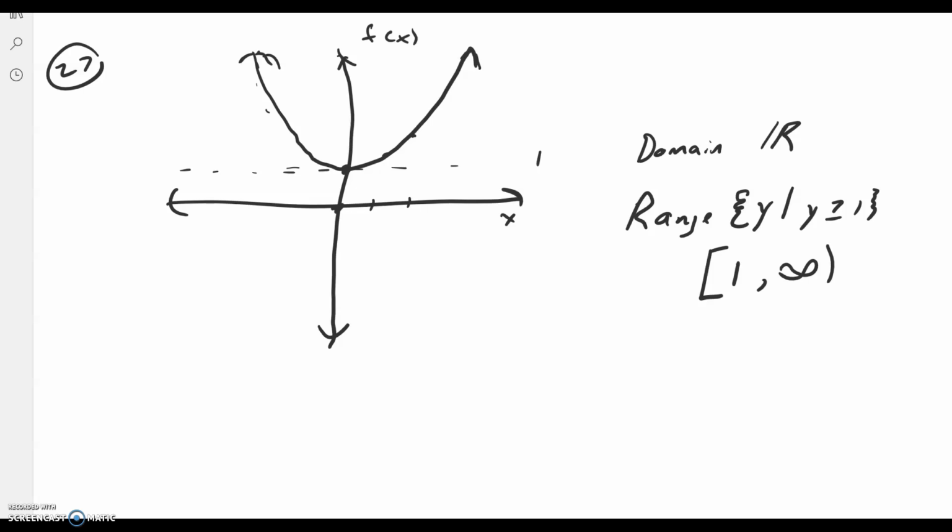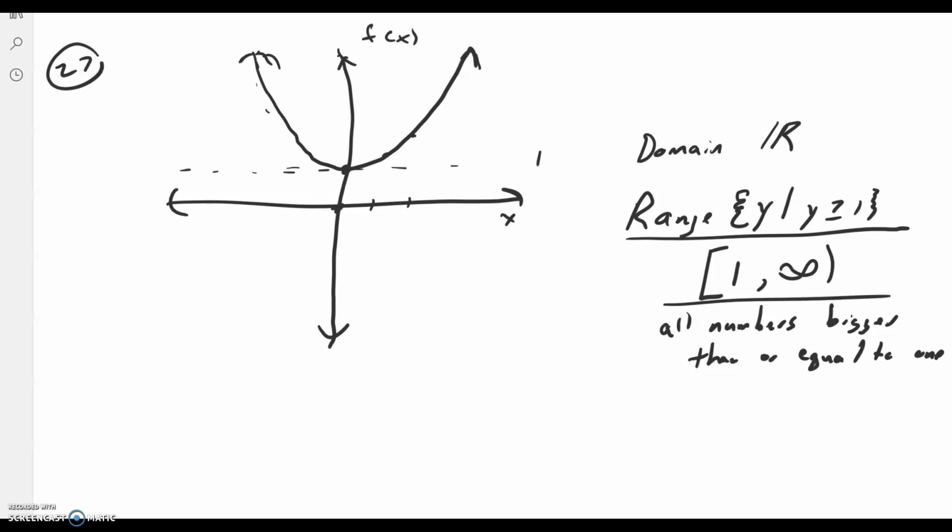Or we could just describe it. The range is all numbers bigger than or equal to 1. So we could describe the range this fancy way, or a less fancy way that gets the job done. The range are the heights of the points on the function. The domain is all the different left and right positions of points on the function.